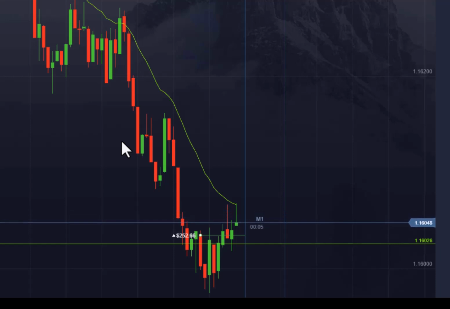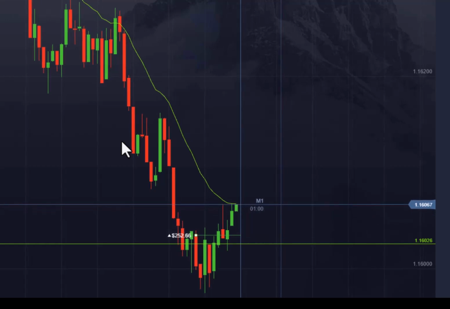Come on, closing your top. Closing your top. Good push. Final candle. Let's go.